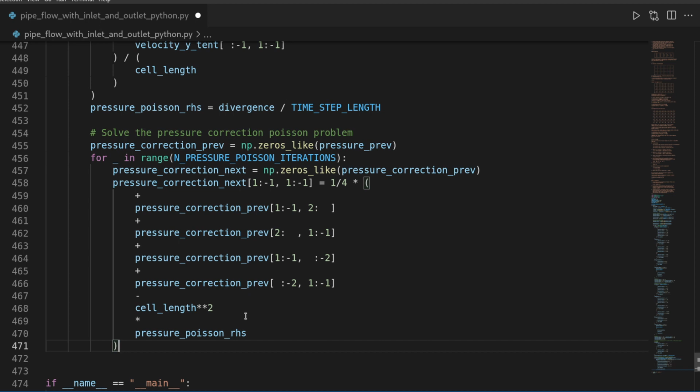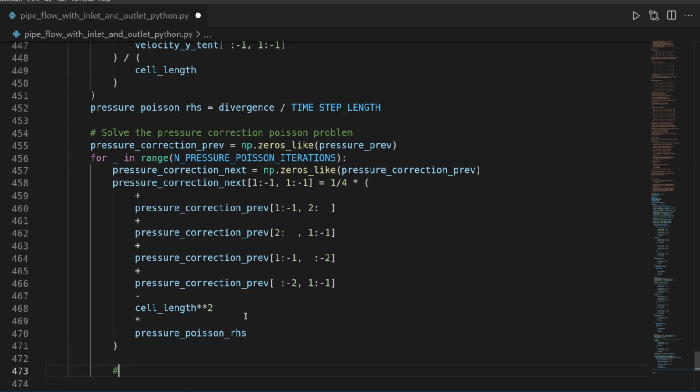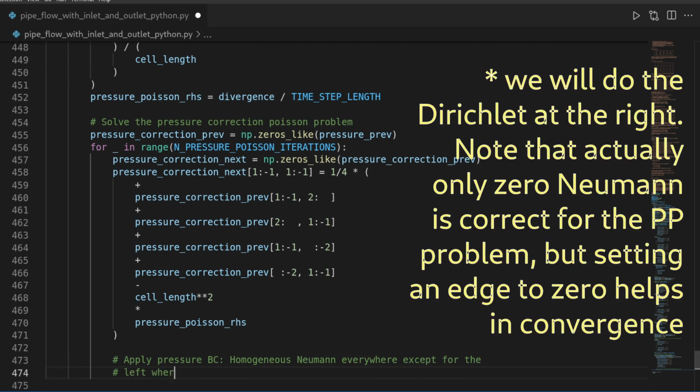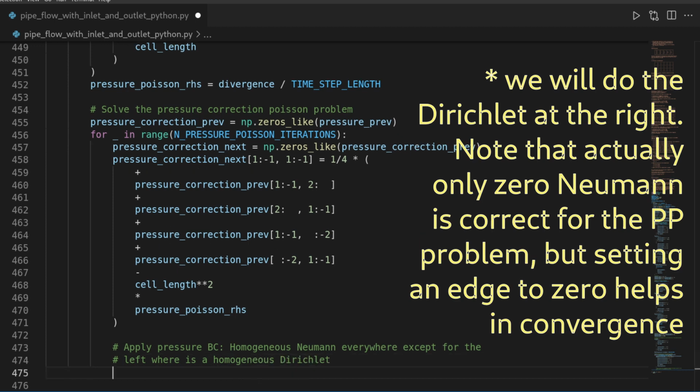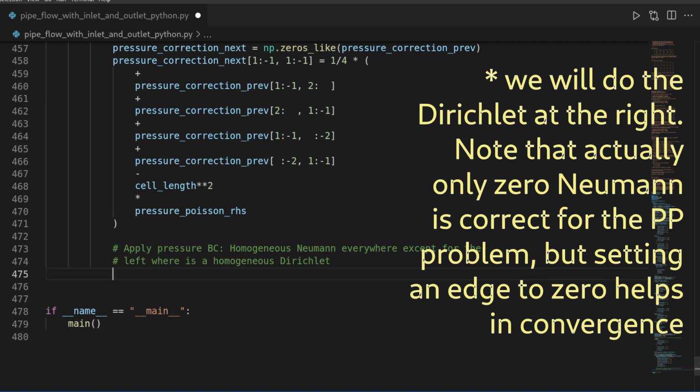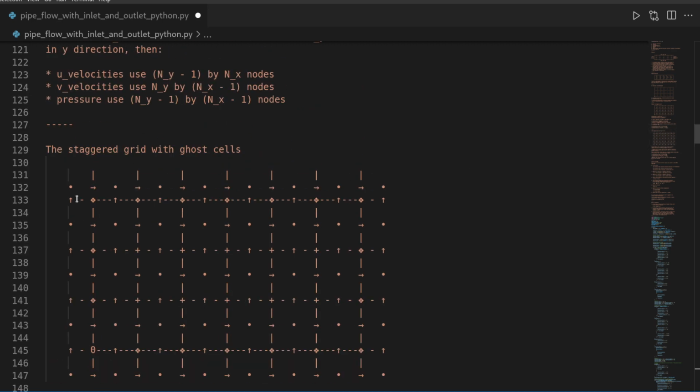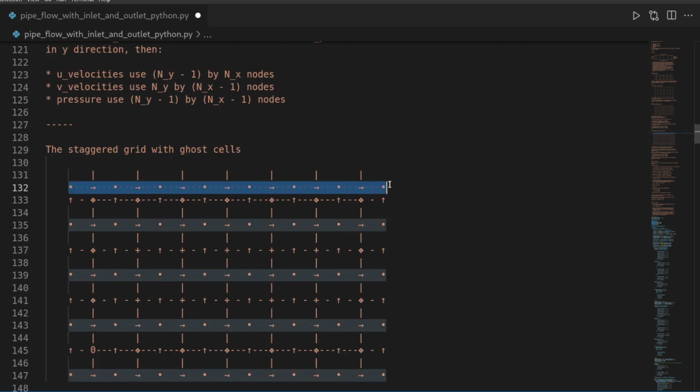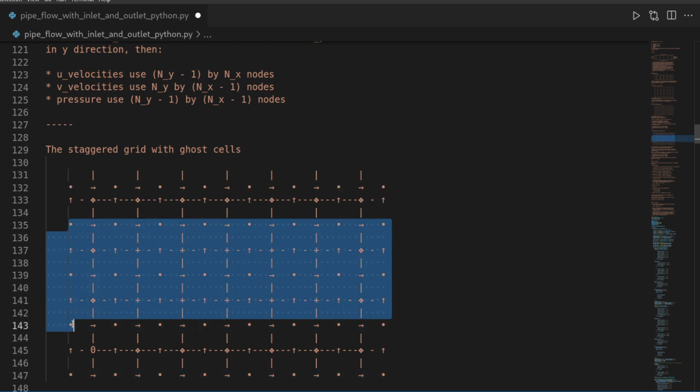And then we have to apply the pressure boundary conditions. So apply pressure boundary conditions, and they will be homogeneous Neumann everywhere except for the left, where it is homogeneous Dirichlet. And we can do that as follows. So we can enforce these boundary conditions quite easily. Let's take a look at our staggered grid. So we now want to set the values that are in these ghost cells just outside of the domain. And let us start again at the left with the inlet.